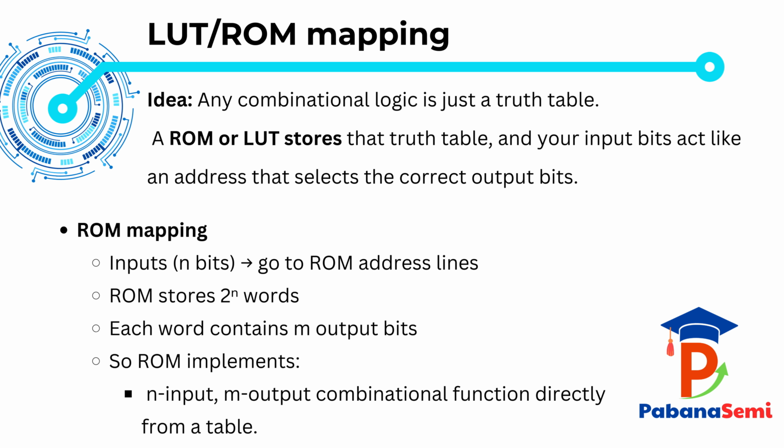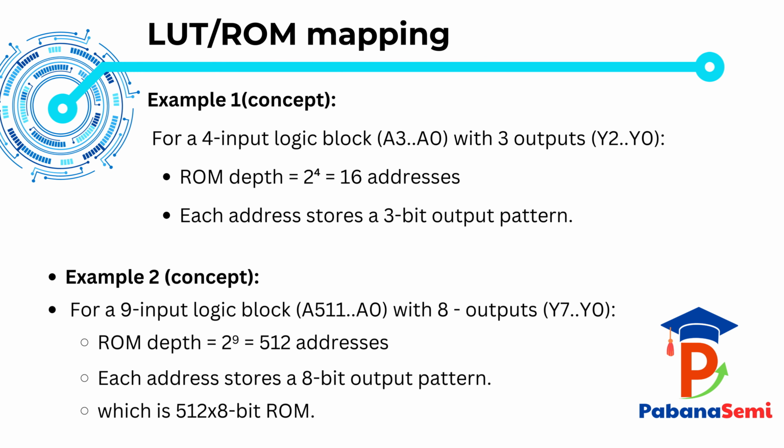Instead of building logic using many gates, you can implement the same function just by storing the truth table and reading it out. This is also the core reason FPGAs are flexible. Their LUTs behave like tiny ROMs that can be reprogrammed to realize any logic function. Let's make LUT or ROM mapping very concrete using 2 simple examples. Remember the rule.